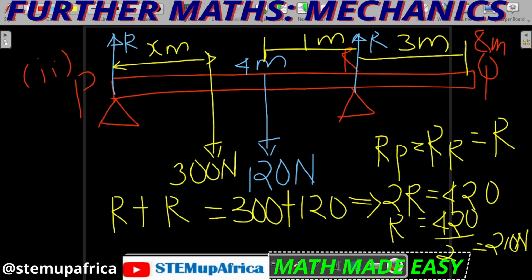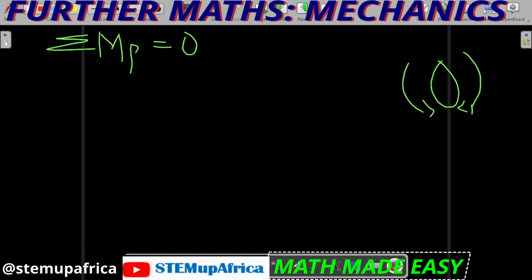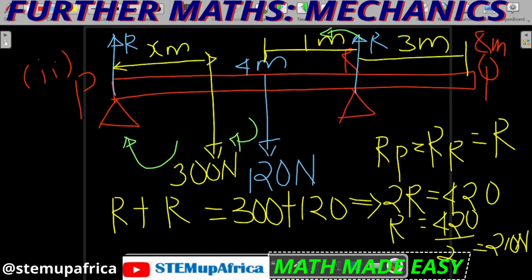With that in mind, let's take our moment. Let's take moment at point P this time. Meaning this one is coming to P, this one is coming to P, this one is going to P. So I will say sum of moment at P is equals to 0. Don't forget our clockwise and anti-clockwise. So it's going clockwise. This one is not clockwise, our arrow is anti-clockwise.